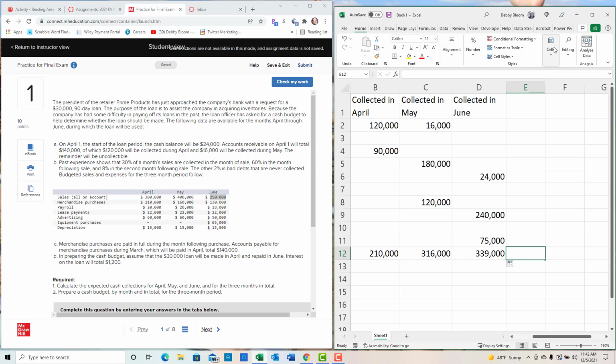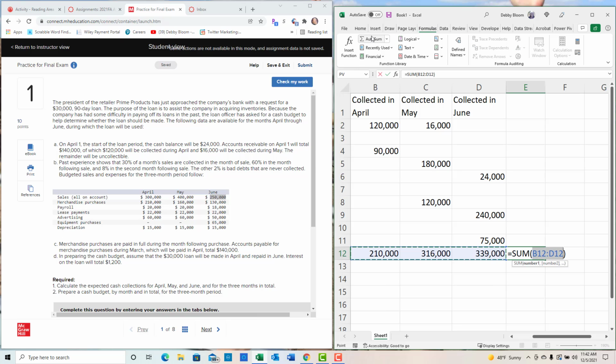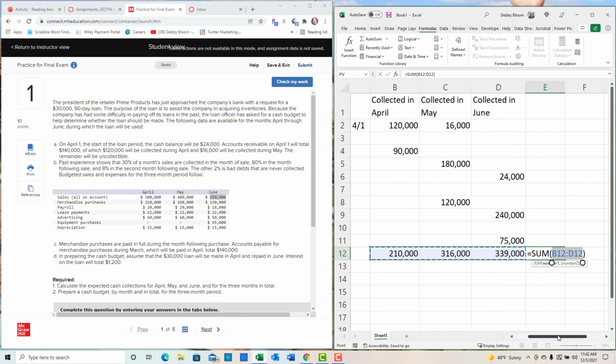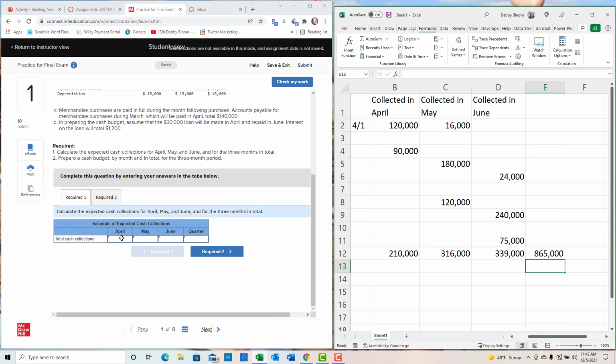Now I'm going to add those three numbers using the auto sum. You can do it from the Home tab or easier here. If I click on the Formulas tab, notice auto sum is the second one there, and it will add all the cash collections in April, May, and June. And we now have all of the numbers that we need to fill in part 1. So April would be $210,000. May would be $316,000, and June $339,000.